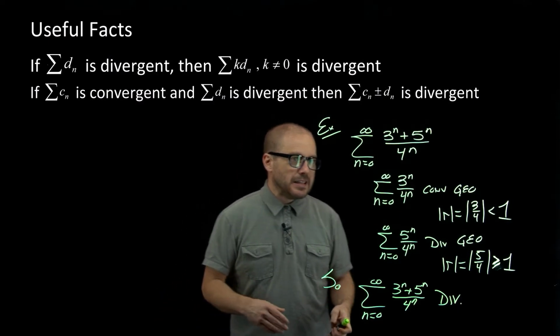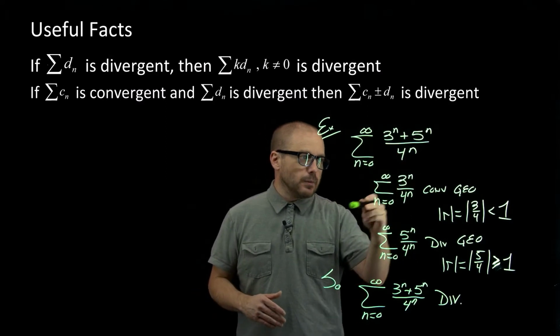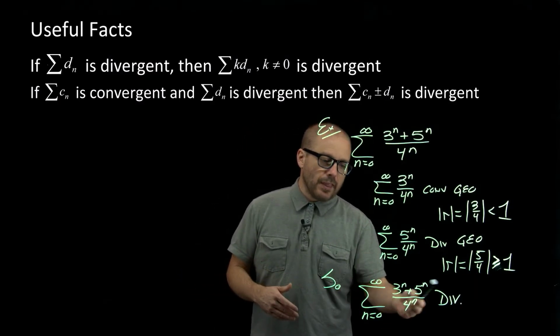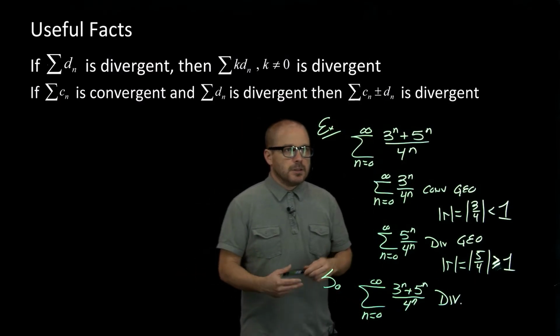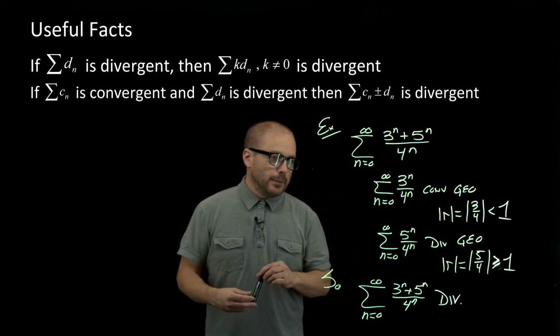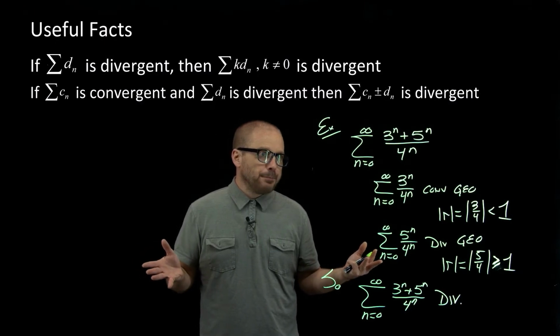So I do want to see, you do need to make an argument about the two individual pieces, about how you know one converges and how you know the other diverges. But once you've done that, you can just simply conclude that your series is divergent. And so just be careful. I'll warn you one last time.